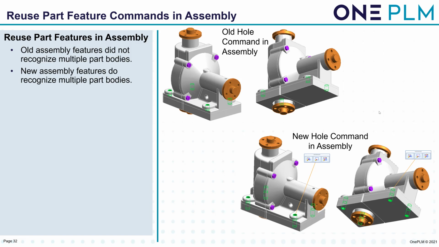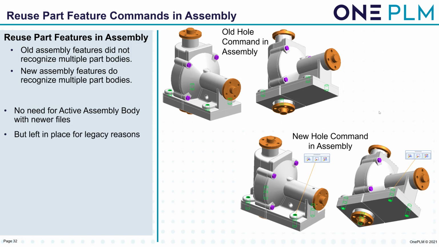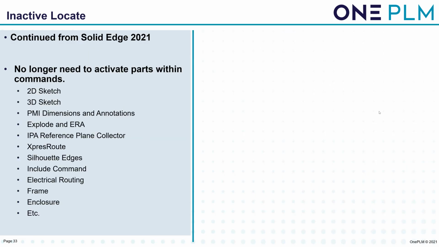So you can see old assembly features did not recognize multi-body parts. So we would have had to have done something like a union to be able to do that. So new assembly features do recognize multi-body parts. No need to activate the assembly body with newer files, but left in place for legacy reasons. So we have still got that activate, but we'll cover that in a minute.